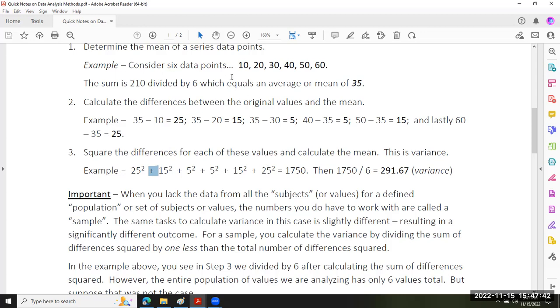But let's assume that we're dealing with a sample instead of a complete population. What is my number now for a variance if this represents a sample? Can somebody tell me? N is equal to 6. So how do I get my variance when this is not a complete set? It's a sample of values. What do I divide 1750 by?